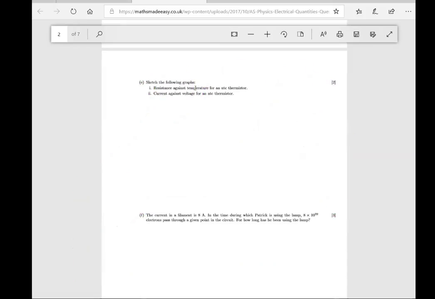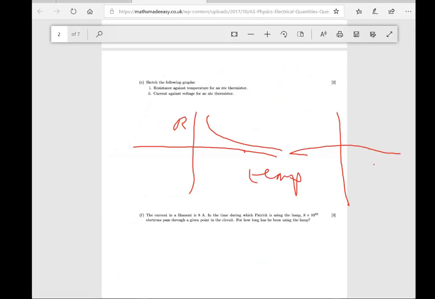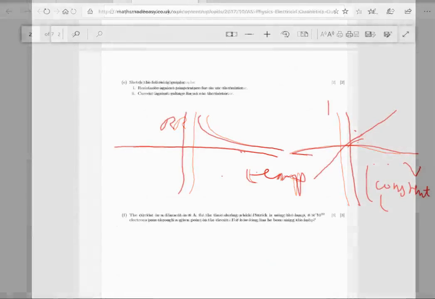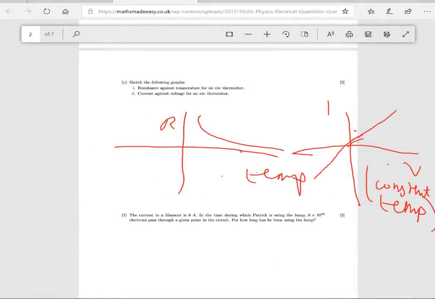Sketch the following: resistance against temperature for an NTC, and current against voltage for an NTC thermistor. Oh, that's a good question. If your temperature is constant, then it will be like this. And you should write this: constant temperature. Yeah, I wrote it, you see. Next part. Current is given to you. You need to find the time.